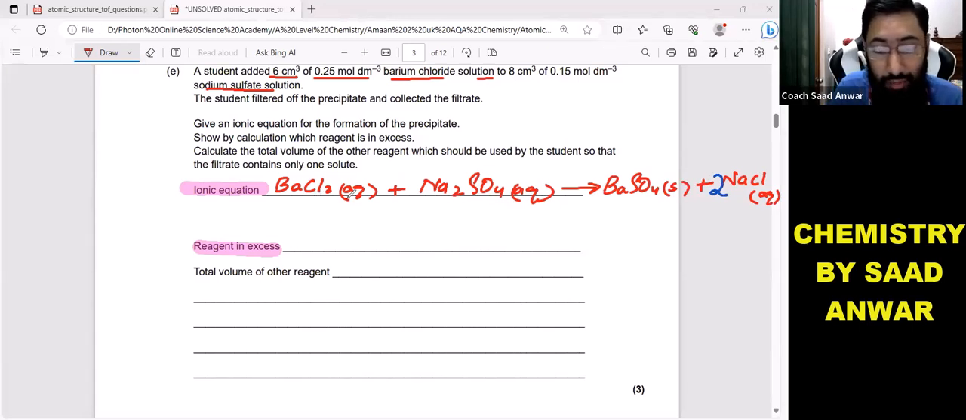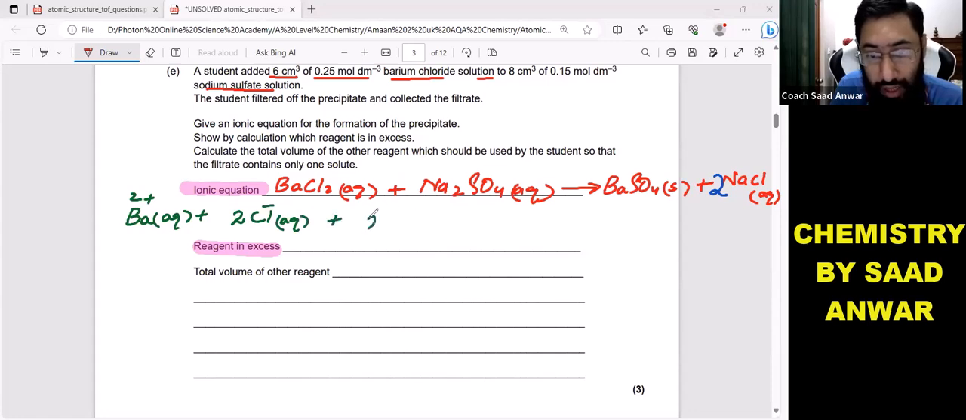Guys, see here. This is barium chloride, in aqueous form. So it would give me barium ion, aqueous, and chloride ion, aqueous. And this is sodium sulfate. It would give me aqueous sodium ion and aqueous sulfate ion.